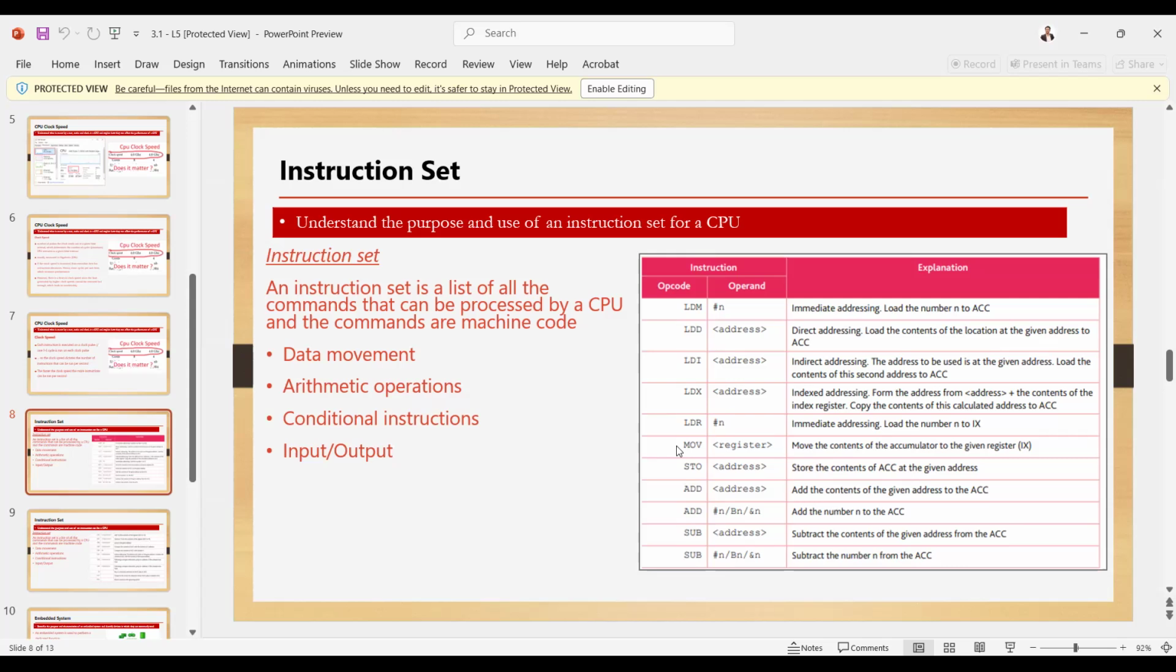Similarly, in a computer system, what is an instruction set? An instruction set is a list of all the commands that can be processed by a CPU, and the commands are machine codes. How is it possible that the commands are machine code? Because machine codes are always in binary, and the computer only understands the language of binary.